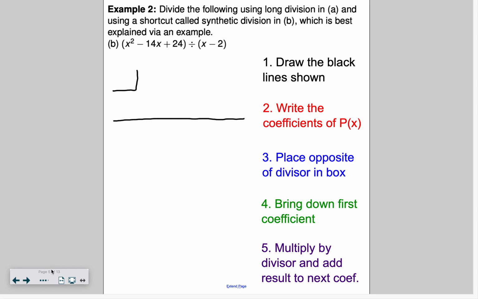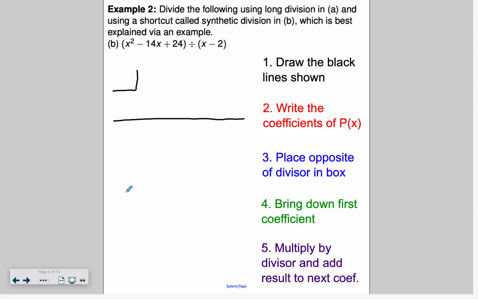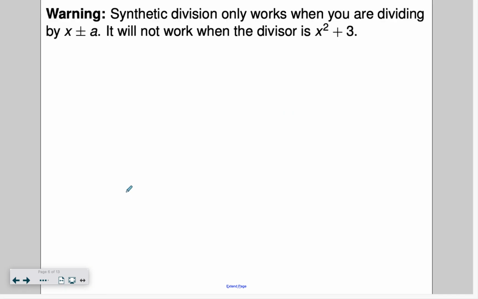With long division, you guys have seen that before, but synthetic division is really easy if you just follow these steps. It only works in certain situations, so you'll see that note in your notes. Synthetic division only works when you are dividing by something that is x plus or minus a number. This is the only situation in which you can use synthetic division, but it's really fast.